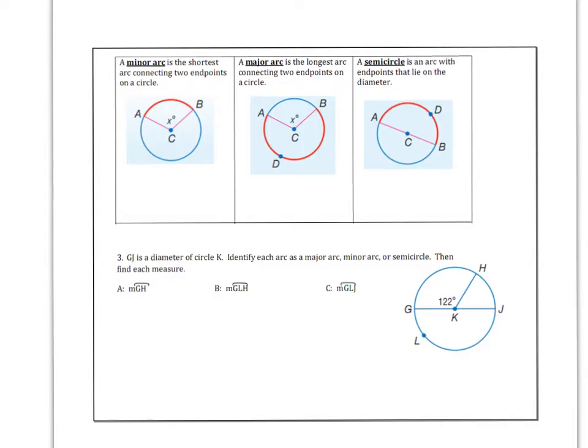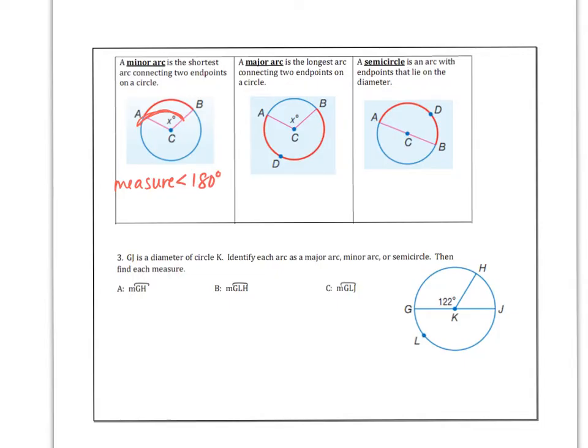So when you have a minor arc, it's a small arc. It's going to connect 2 points on the circle. For instance, right here you can see we have arc AB in red on this first circle. Arc AB is a minor arc. So minor arcs are always less than 180 degrees, so they have a measure that is less than 180 degrees.